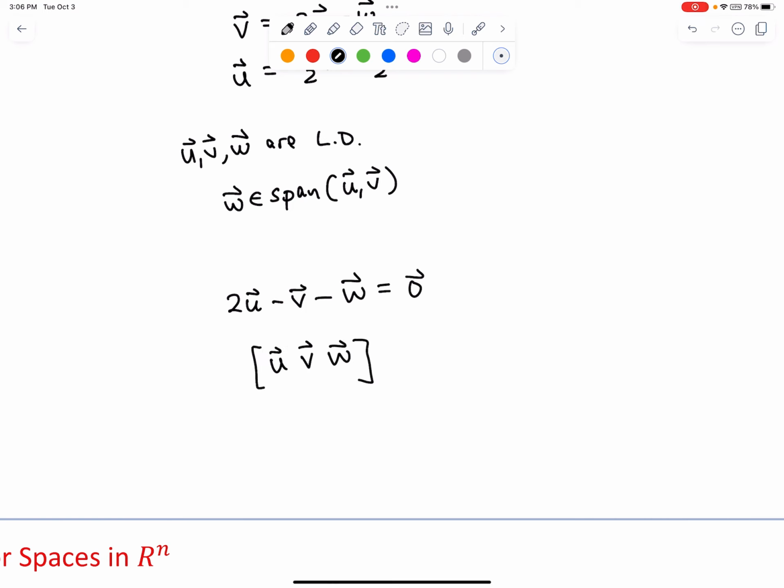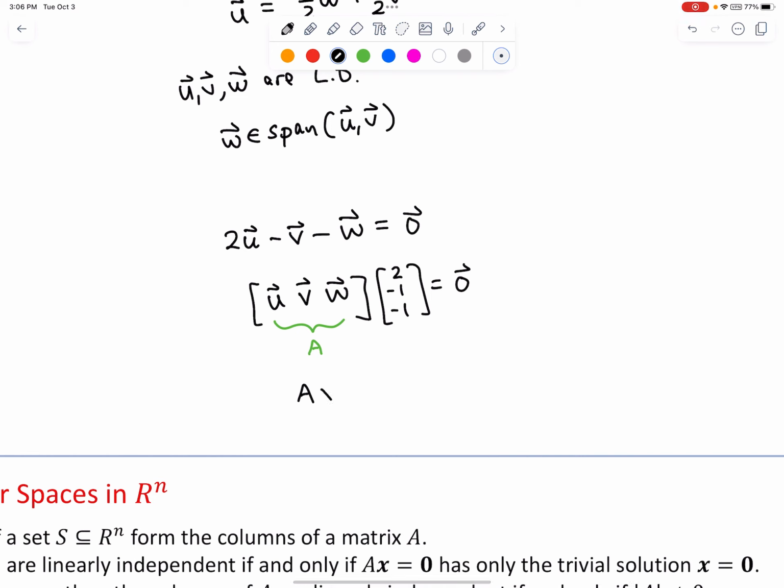If I take the vectors u, v, and w and make a matrix out of them, and then multiply that matrix by the coefficients of u, v, and w as a vector, then this produces the 0 vector. If we think of this as matrix A, then the system A times some vector equals the 0 vector. We have found a non-zero solution. Non-zero meaning that at least one of these components is not 0, not that none of them are. This is known as a non-trivial solution.